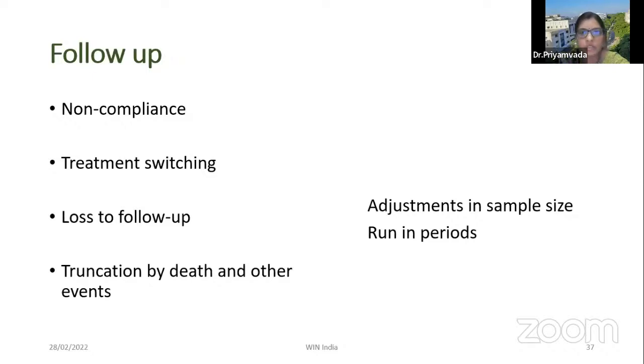Then there might be treatment switching between the intervention and the control arms. And sometimes loss of follow-up also will happen. Then sometimes death and other events can happen, which would actually truncate the follow-up. So to deal with this loss of follow-up, non-compliance and all, probably you can have a run-in period or you can have adjustments in the sample size.